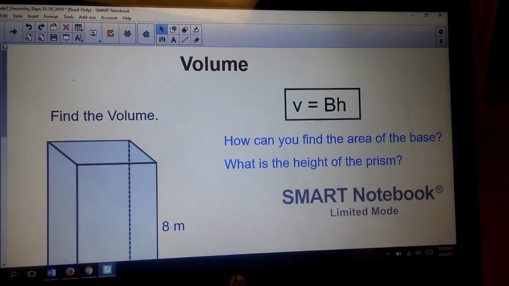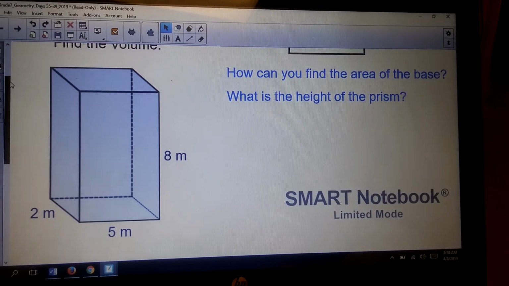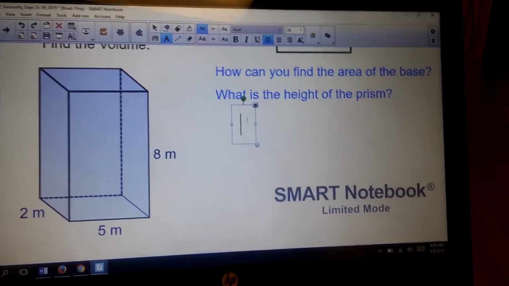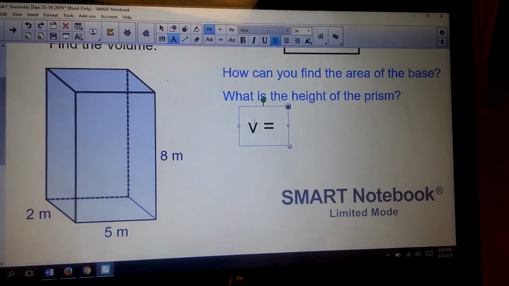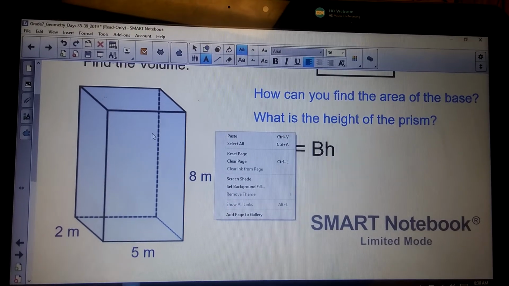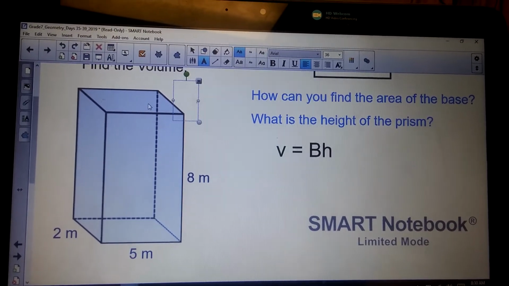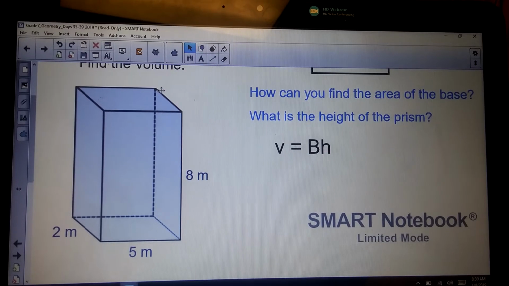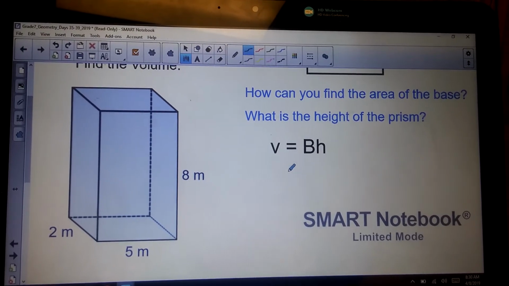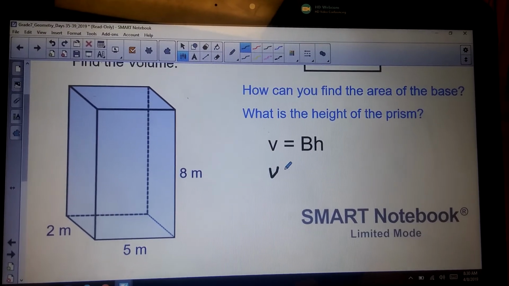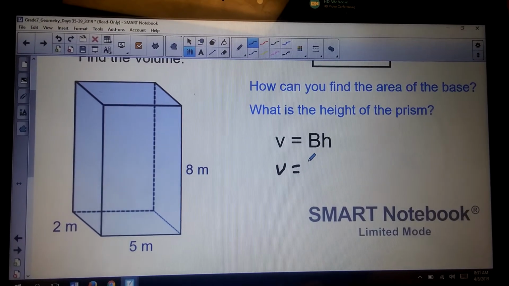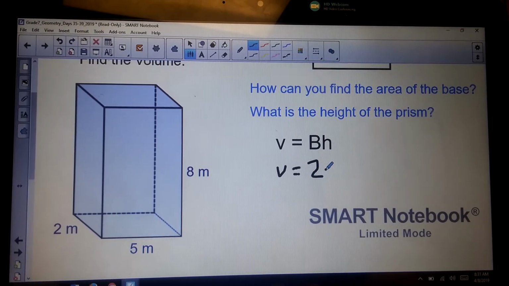So here we go. To find the volume, we have a rectangular prism right here. If we needed to find the volume, we know that volume is equal to the area of the base times the height. When I look at this, I see that on the top and the bottom, I have 2 figures that are exactly the same. They're both squares. Those squares represent the base. So to find the volume of this figure, I find the area of the base, and the base happens to be a rectangle, so it's 2 times 5.